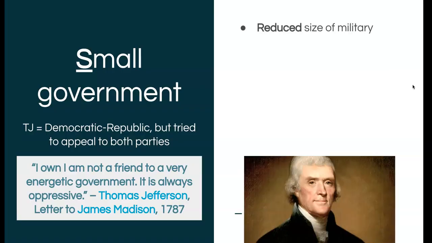So the first one is small government. Remember, he is an advocate of states' rights. That's because he's a Democratic Republican, and he's very fearful of a large federal government. So he does take some steps to decrease the size of the national government, but he reduces the size of the military, the Army and the Navy. He does eliminate some federal jobs he thought were unnecessary.